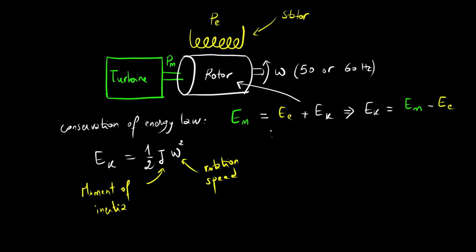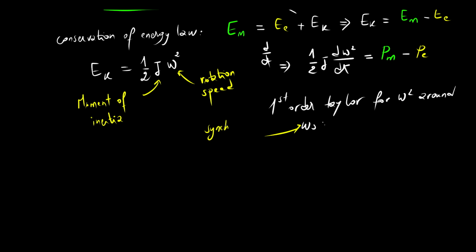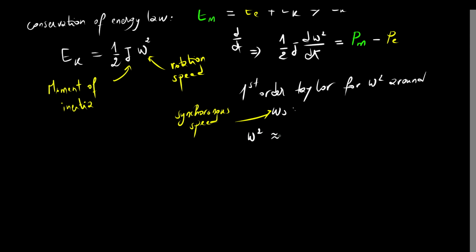Now let's take the derivative of both sides. On one side, we get the rate of change of omega squared, and on the other, the derivatives of mechanical and electrical energies, which are just powers. But what we really want is the derivative of omega, the rotation speed, because it's directly linked to the frequency variations. To simplify, we linearize omega squared around the synchronous speed using Taylor expansion and keep just the first order term. Taking the derivative again gives us the derivative of omega, which is what we're looking for.